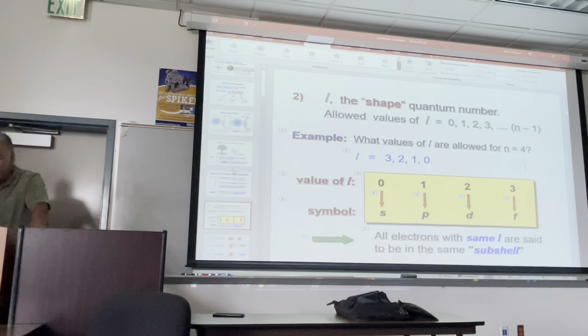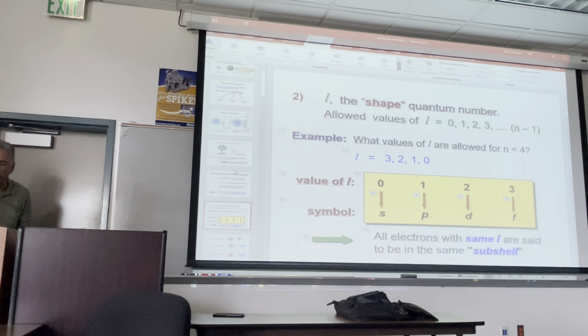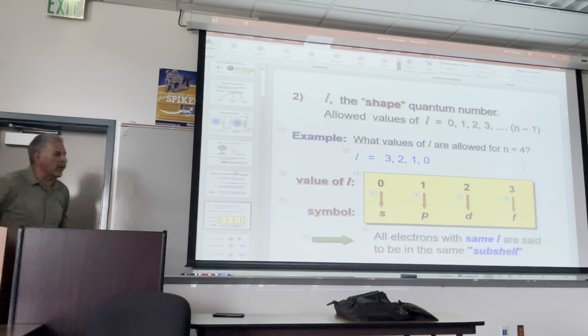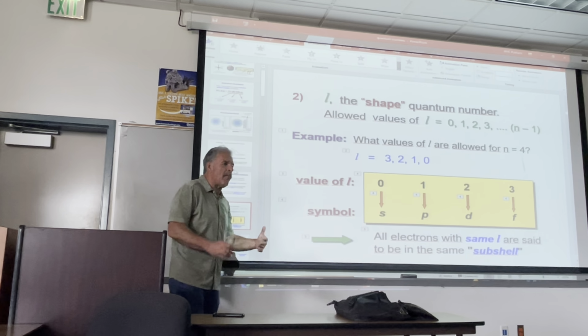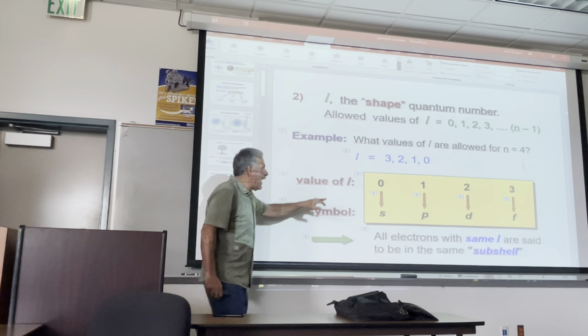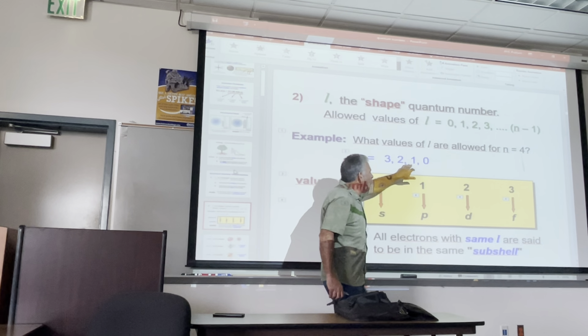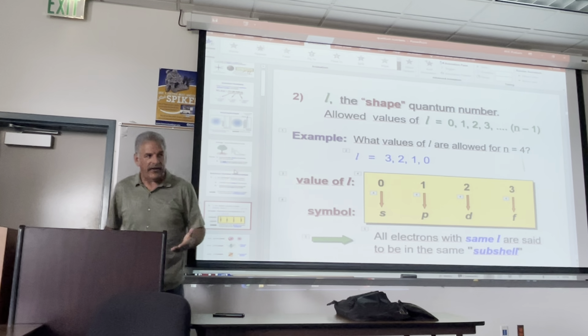So l is the shape. We have n, l, and m sub l. l is the shape quantum number. Allowed values of l are 0, 1, 2, 3, all the way to n minus 1. For example, if we're in the 4th n level, the 4th row, what are the possible shapes we can look at to see where the orbitals are? l could be 3, 2, 1, or 0. Those are the allowed states. Minus 1 is not an allowed state.